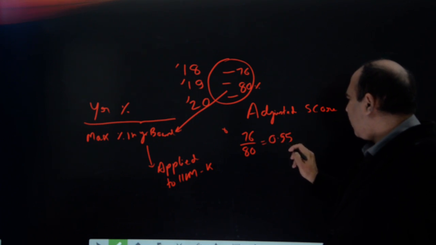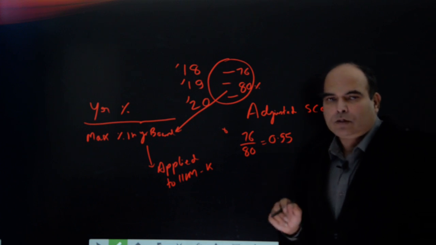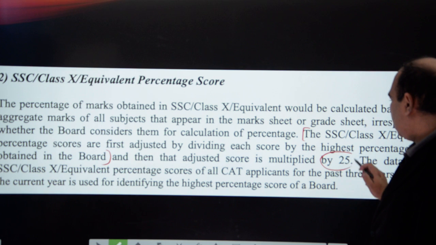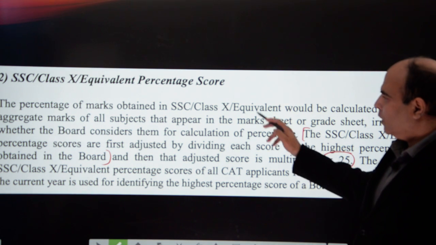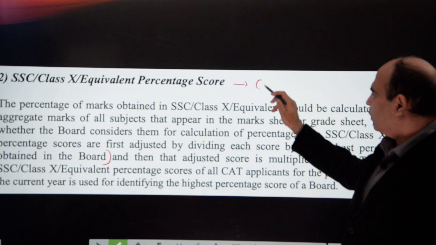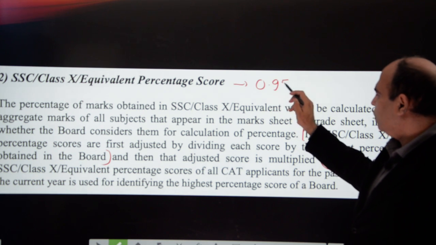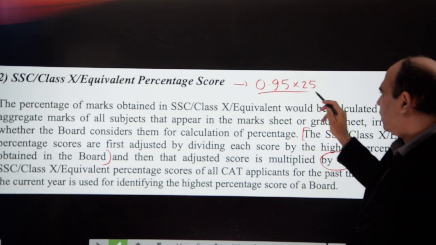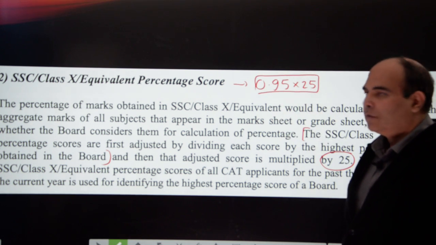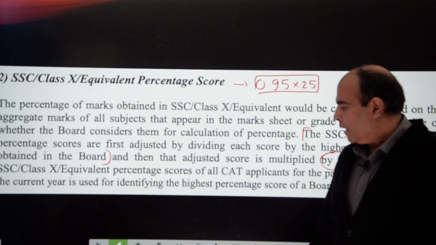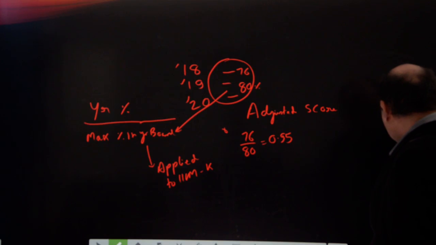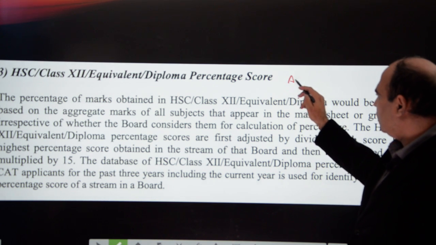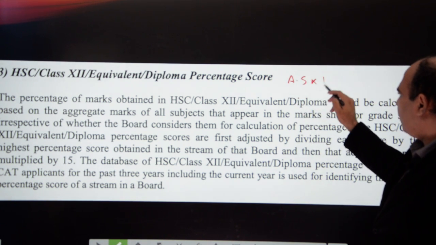This adjusted score is multiplied by 25 to get your equivalent percentage score. So in that calculation that I showed you, you will get 0.95 into 25 as your equivalent class 10 percentage score. And the class 12 percentage score is the same thing, the formula is the same, just that your adjusted score is going to get multiplied by 15 at the end.